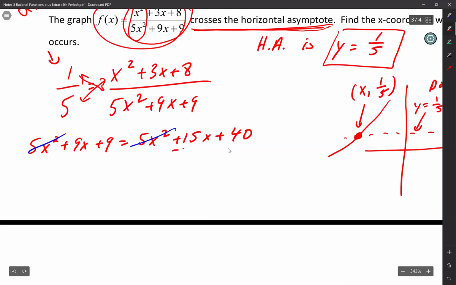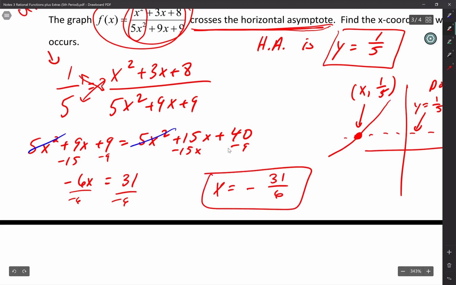From there, minus 15x, minus 15x. I'm going to move the x's to one side and the numbers to the other. So 9x minus 15x, that's going to be a negative 6x equals, and I'm going to move the number 9 to the other side, equals 31. If I did that correct, I think I did. Divide by negative 6, divide by negative 6. X equals negative 31 over 6. There you go.